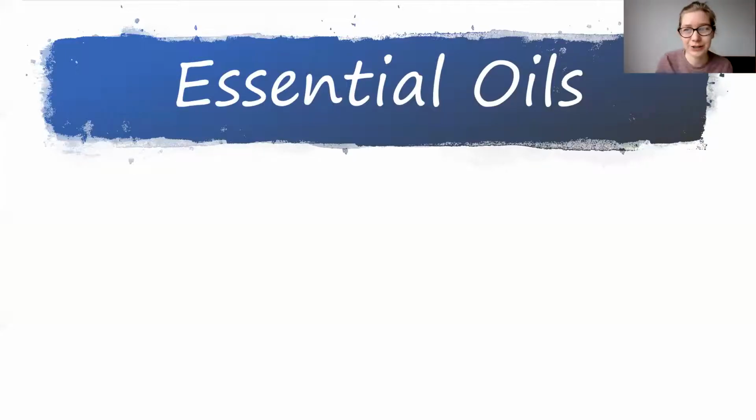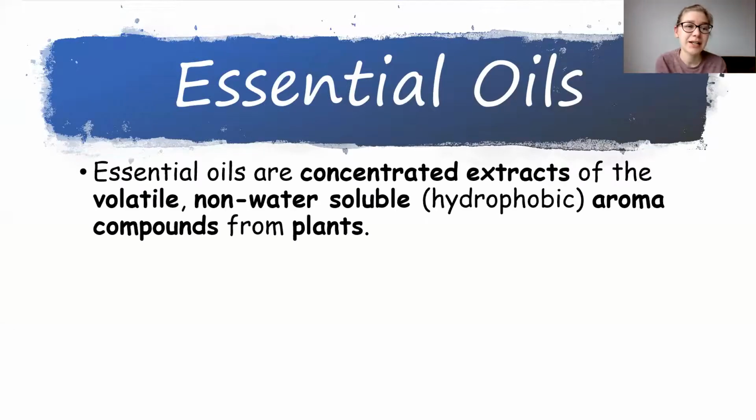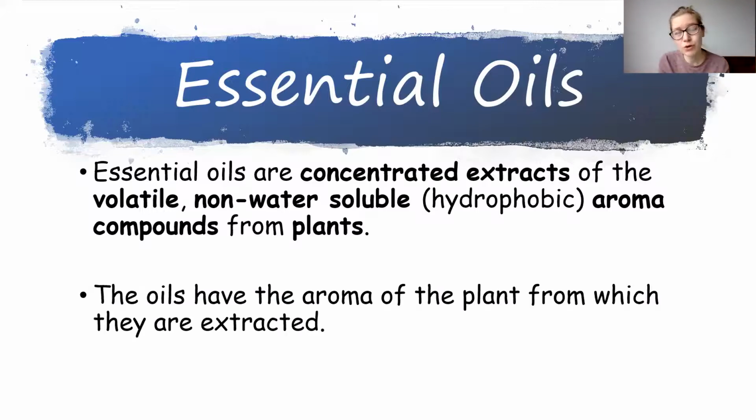So, essential oils, let's get our definition sorted first. Essential oils are concentrated extracts of the volatile, non-water soluble, so hydrophobic aroma compounds from plants. The oils have the aroma of the plant from which they are extracted. So lavender oil would smell like the lavender plant, lemon oil would smell like lemons. So it's the concentrated extract. Extract means that you've taken it out, and concentrated is the opposite of dilute. So it's usually pure or just very slightly diluted, not much.